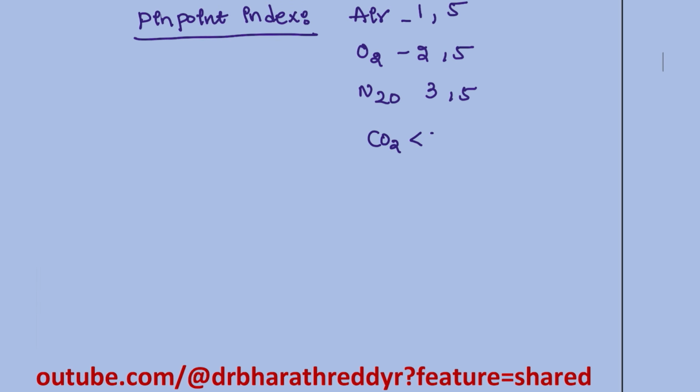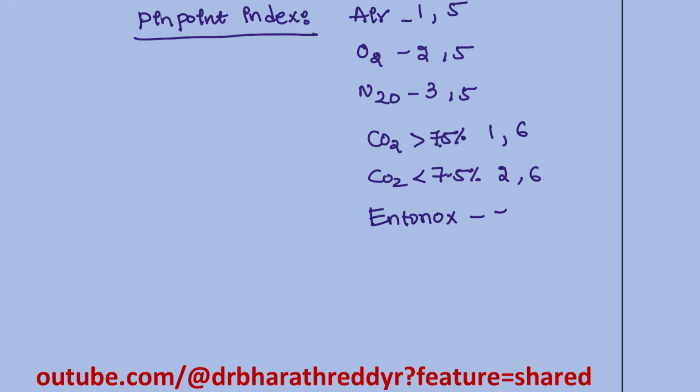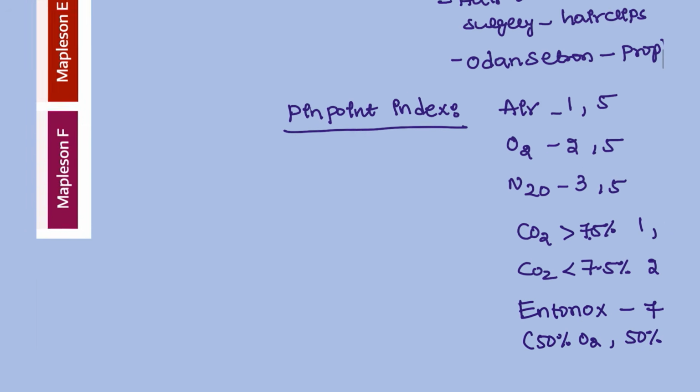Next, CO2 less than 7.5%, and CO2 more than 7.5%, will be with 1 and 2, and 6 and 6. This is how you can remember it for CO2. Next, the last one, entonox. This will be the 7 position, and the entonox formulation is 50% oxygen and another 50% N2O. This is the 50 to 50 classification for the pin index.